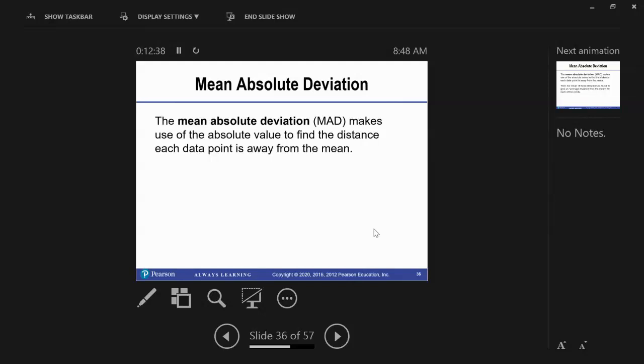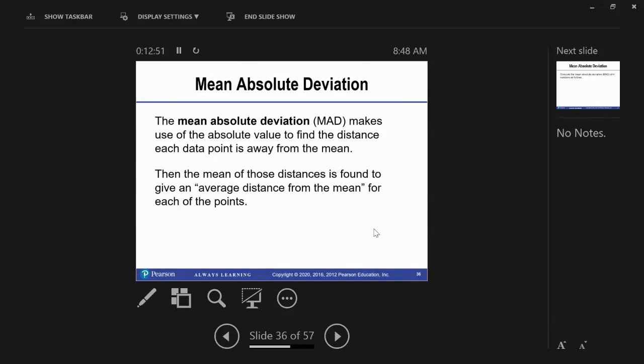Okay, the mean absolute deviation, which we'll abbreviate as MAD so we don't have to write that out, makes use of the absolute value to find the distance of each data point away from the mean. Then the mean of those distances is found to give an average distance from the mean for each of the points.